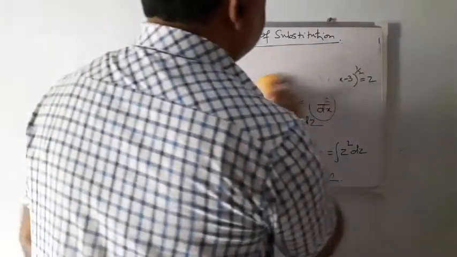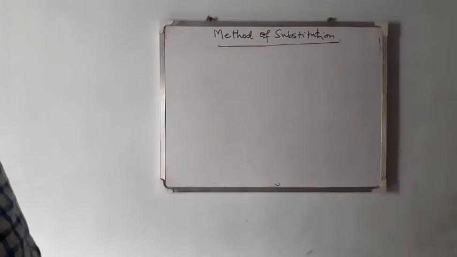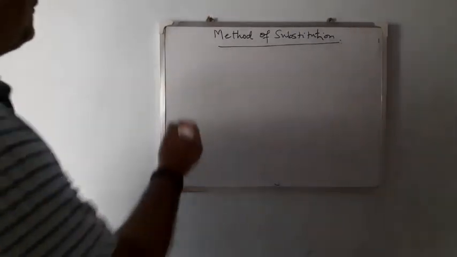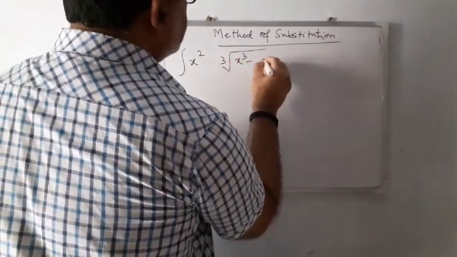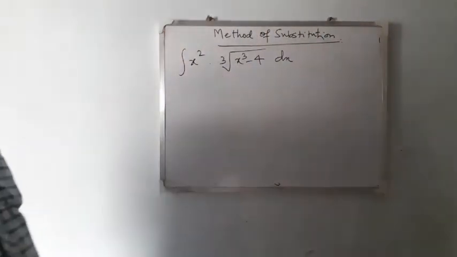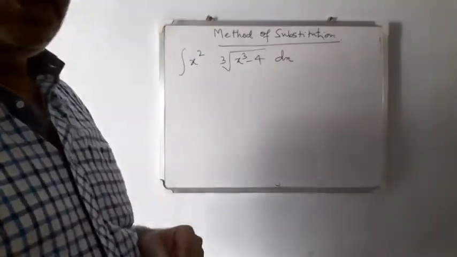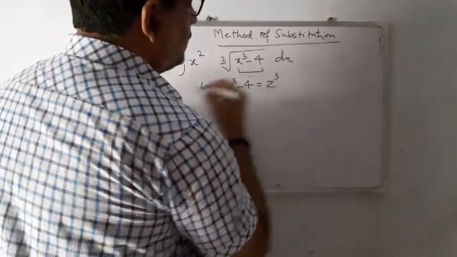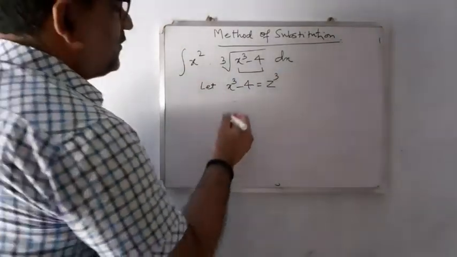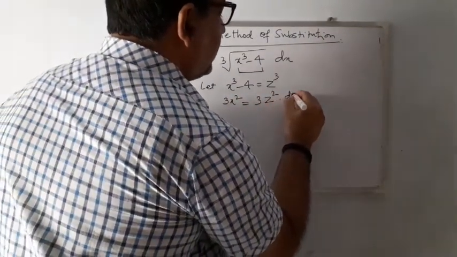Now, take another problem. I = integral of x square into cube root of (x cube - 4) dx. Now, what I have told you, you just try to apply that. Here it is a cube root, so we should take this as z cube. So let x cube - 4 = z cube. Now differentiate it. After differentiating, you will get 3x square = 3z square into dz/dx.